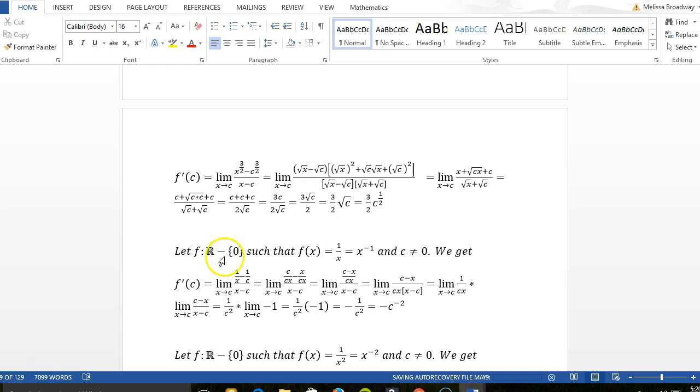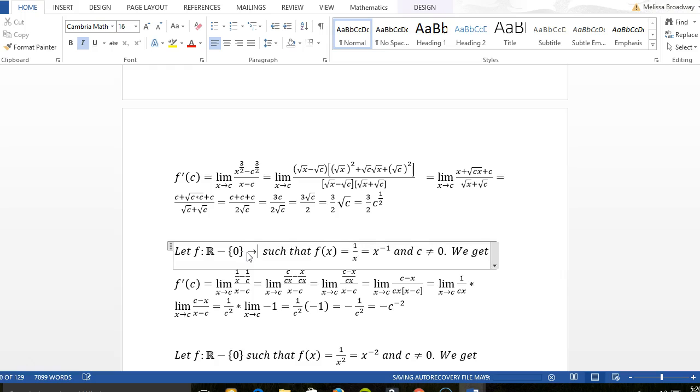If f is a function from the non-zero reals into the reals, and I keep forgetting my codomain, sorry about that, such that f of x equals 1 over x, which is x to the negative 1 power. And let's assume that c is just any non-zero real number. We get f prime of c is f of x minus f of c, that's going to be 1 over x minus 1 over c, over x minus c.